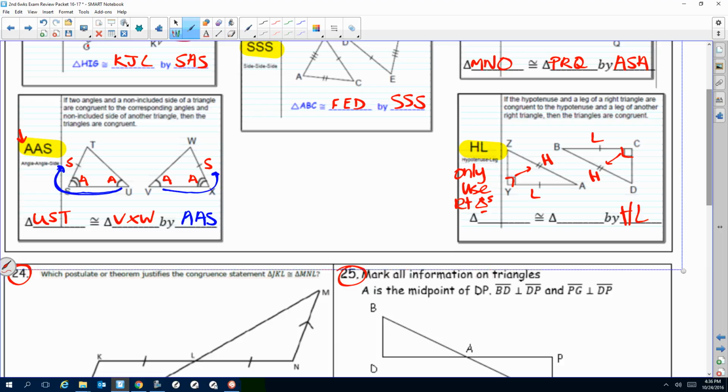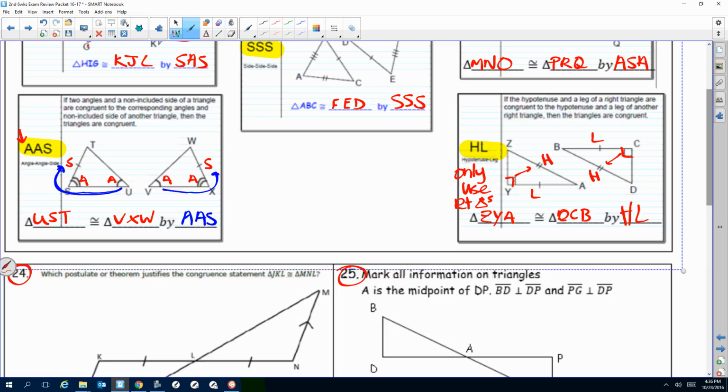And I can say triangle ZYA is congruent to, if I start with Z and go to YA, that would be DCB by HL. Now, things that are false, okay?